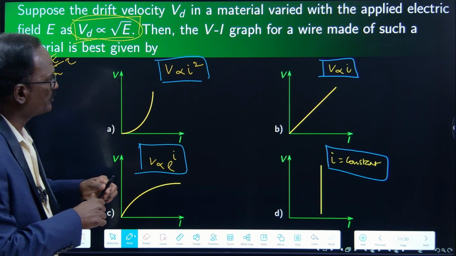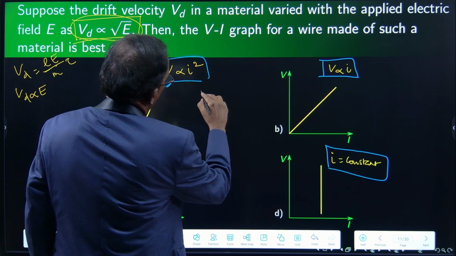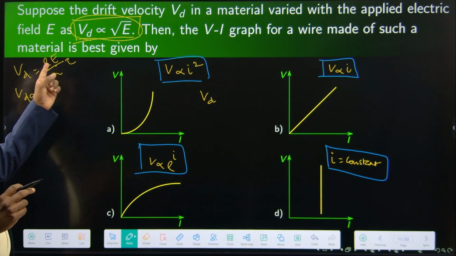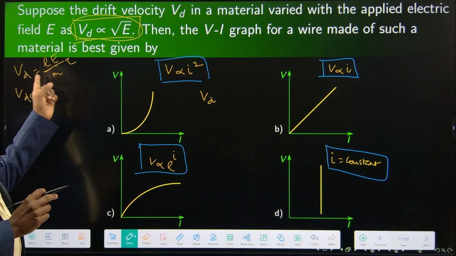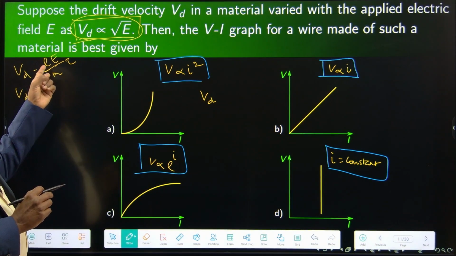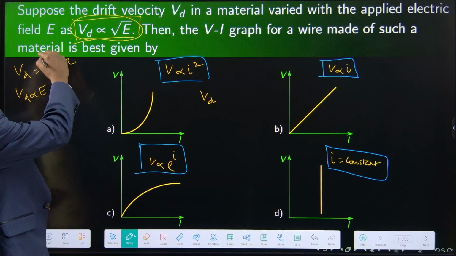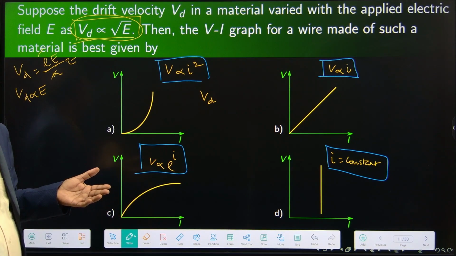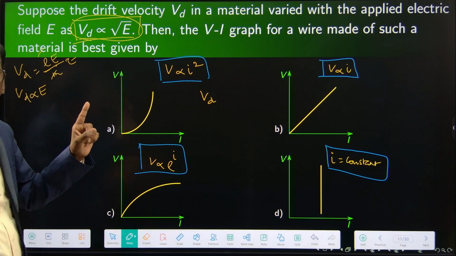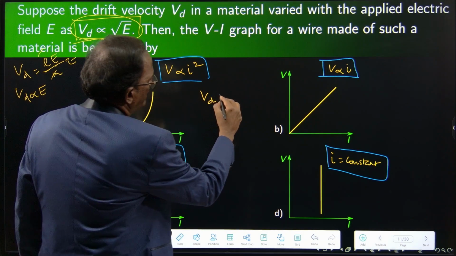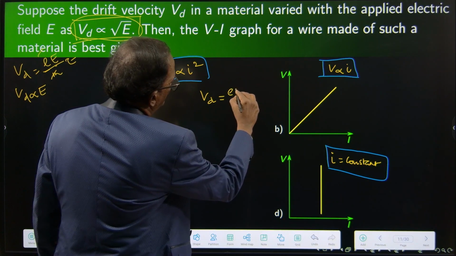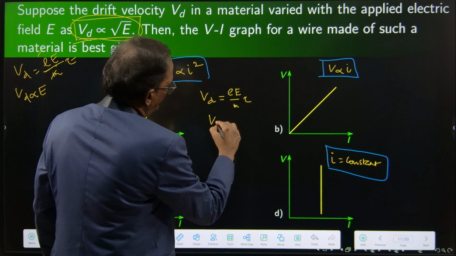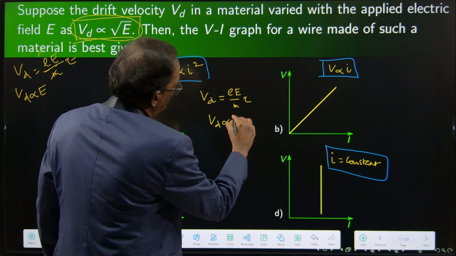Vd is proportional to root E. Vd has a direct relationship with E. Look at this formula: Vd is equal to E by m into tau. E is constant, m is constant, and tau, if you keep the temperature constant, is also going to be constant. So Vd is directly proportional to E. From here I will write Vd is proportional to E.